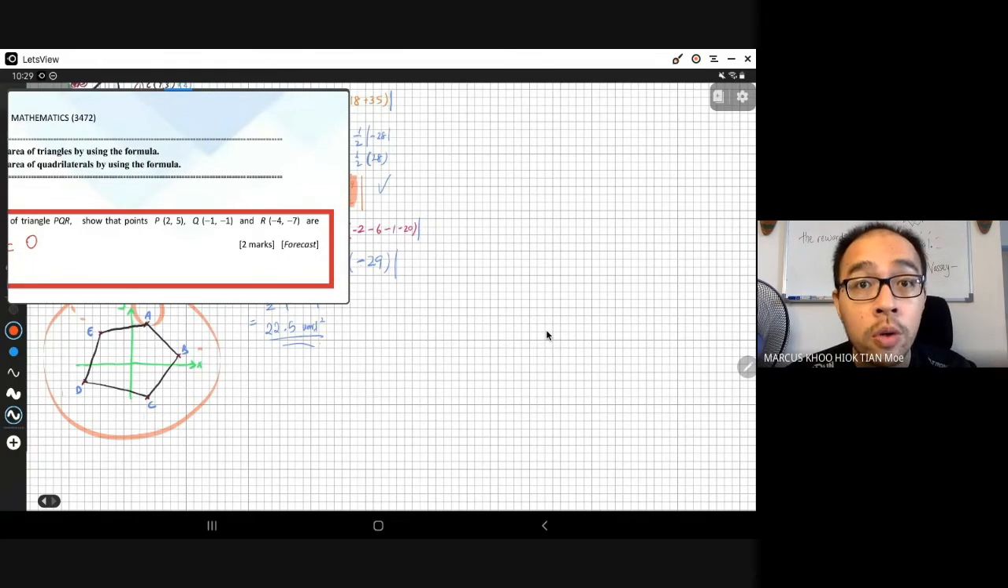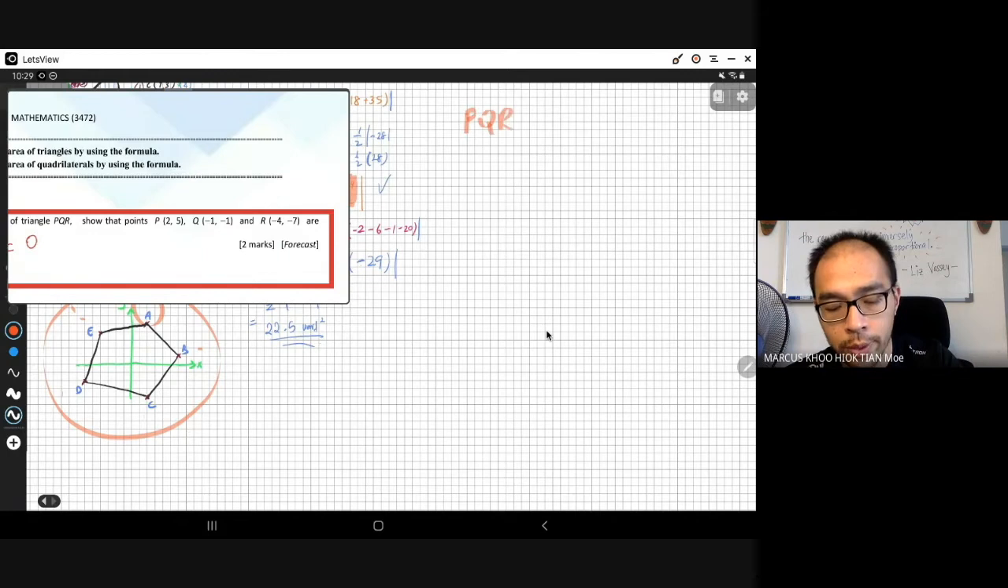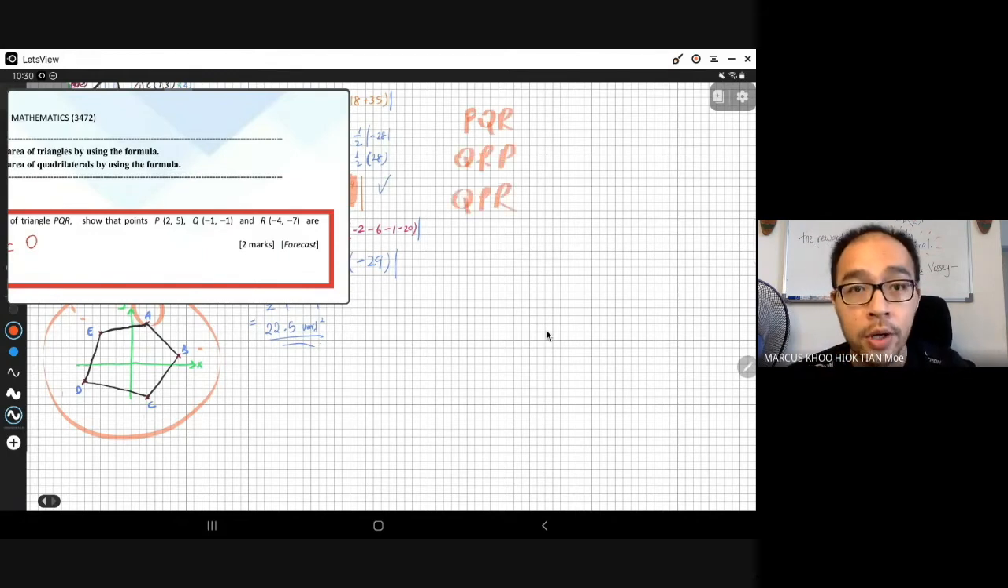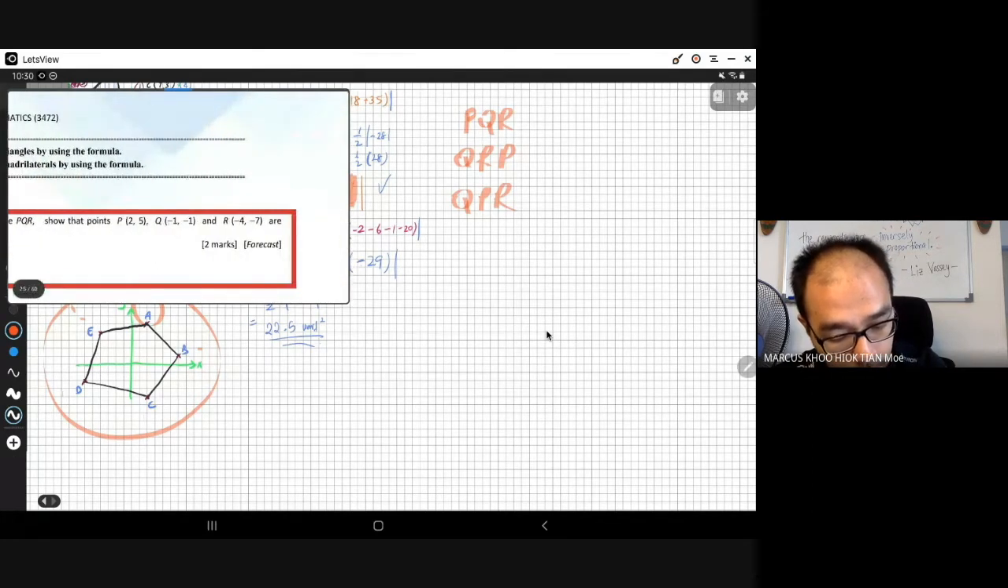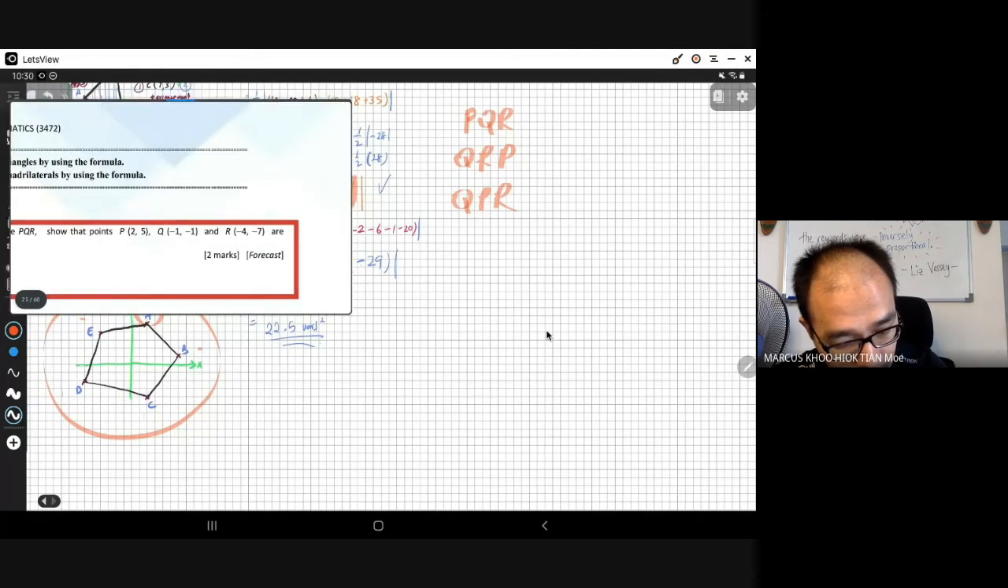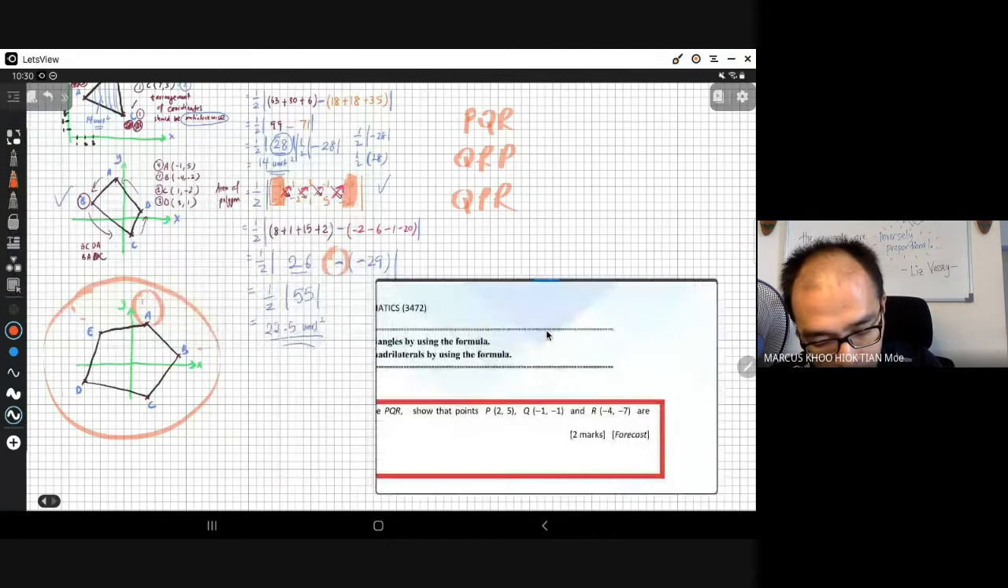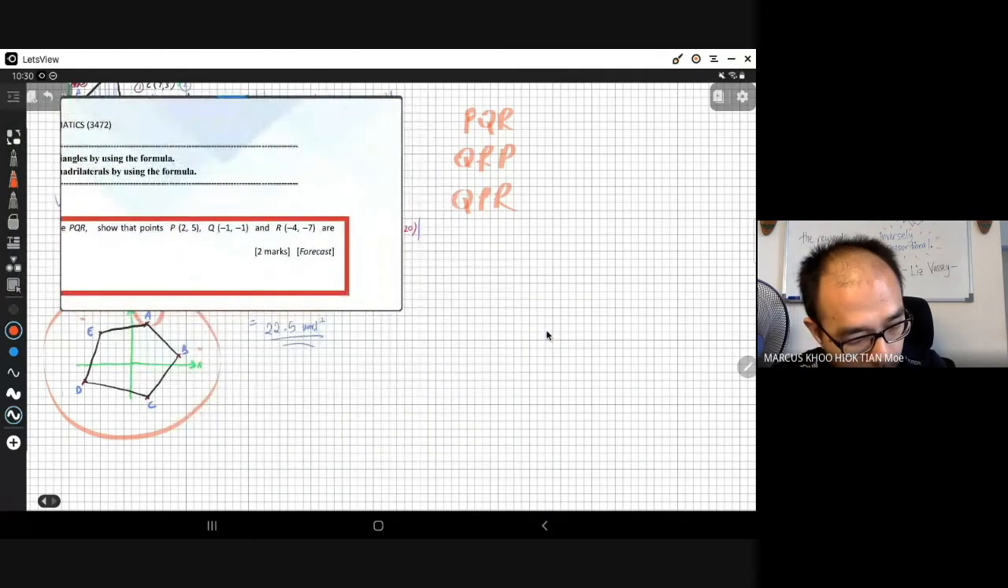Now we don't know whether to use PQR, or QRP, or QPR. We don't know. Because there's no diagram, don't worry. If there's no diagram, then we just do like we always do. We just put it into the formula and then we see how it goes from there. So let's go back to this.